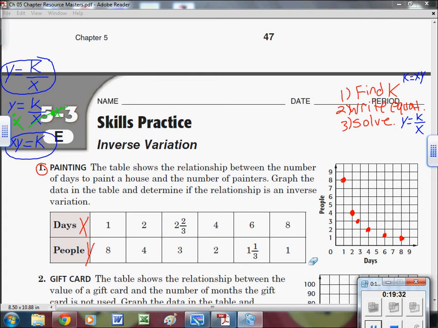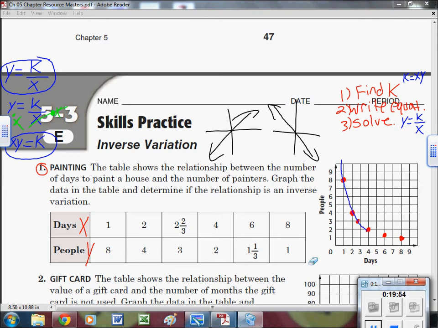Because it does not have a constant rate of change, it is not going to be linear. If it's not linear, it's definitely not going to be direct variation. Remember, direct variation was graphs like this, where it goes through the origin, going up, or let's say going down. That's what direct variation looks like. It's always going to be going through or from the origin.